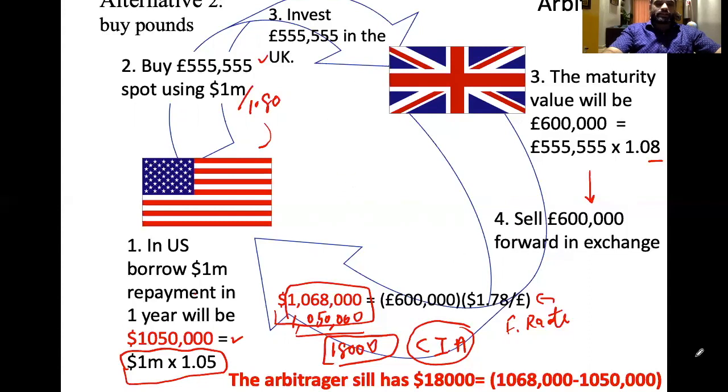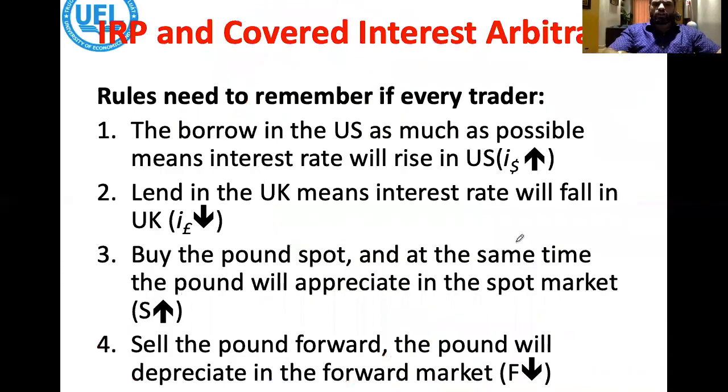Okay, let's move on to the next. Next is just a conclusion of covered interest arbitrage and IRP. The conclusion is: borrow in the US as much as possible, which means the interest rate will rise in the US. If you are borrowing more in the US, demand increases, and the supply of money will increase in the market. So what does the government do? The government will increase the interest rate so we can control the supply. That's the meaning of this one, an indirect way of saying these things.